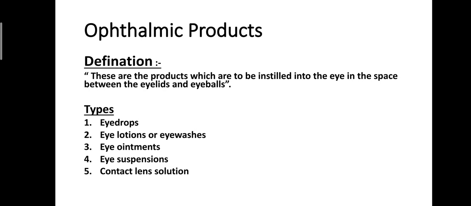These are the products which are to be instilled into the eye in the space between the eyelids and eyeballs. This is the simple definition of ophthalmic products. Types of ophthalmic products: first, eye drops, eye lotions or eye washes, eye ointments, eye suspensions, contact lens solution, etc. These are the types of ophthalmic products.